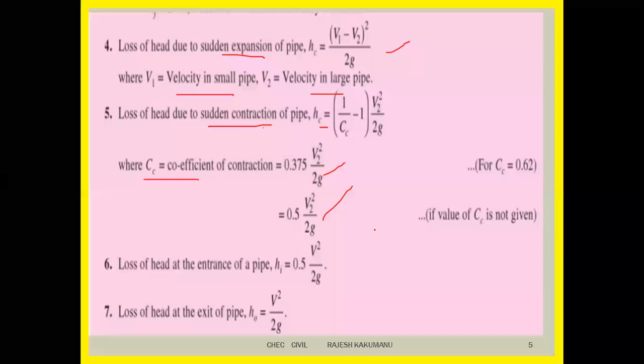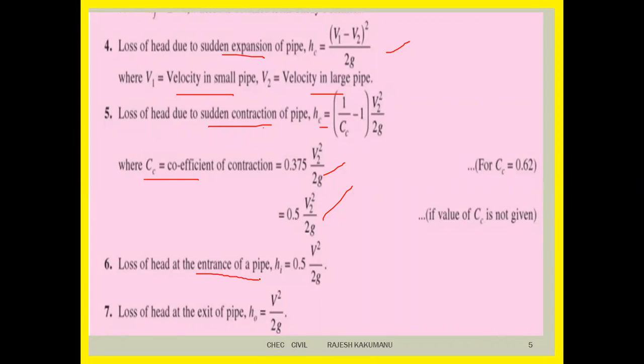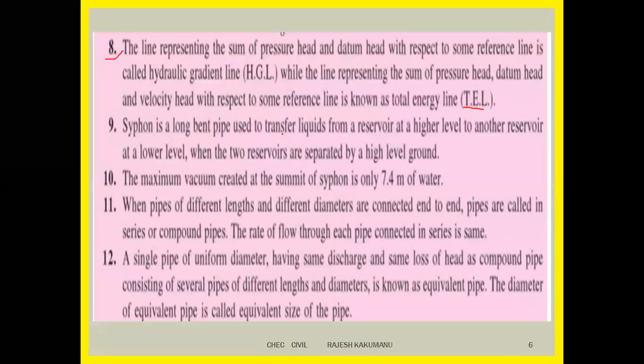Next, the loss of head at the entrance of the pipe, hi is equal to 0.5 V square by 2g. That is at the entrance of the pipe. This is at the exit of the pipe: ho is equal to V square by 2g.